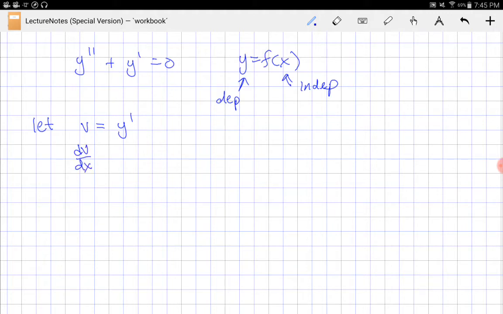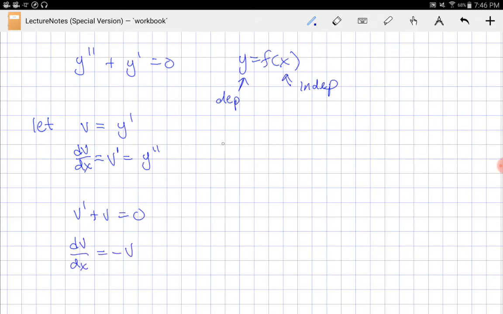dv/dx, the derivative of v, equals y double prime, because we've just differentiated v with respect to x, and so we're going to have to differentiate y prime with respect to x again, and that gives you y double prime. So we substitute everything back into the original equation. Y double prime becomes v prime, and so we have v prime plus v equals 0.